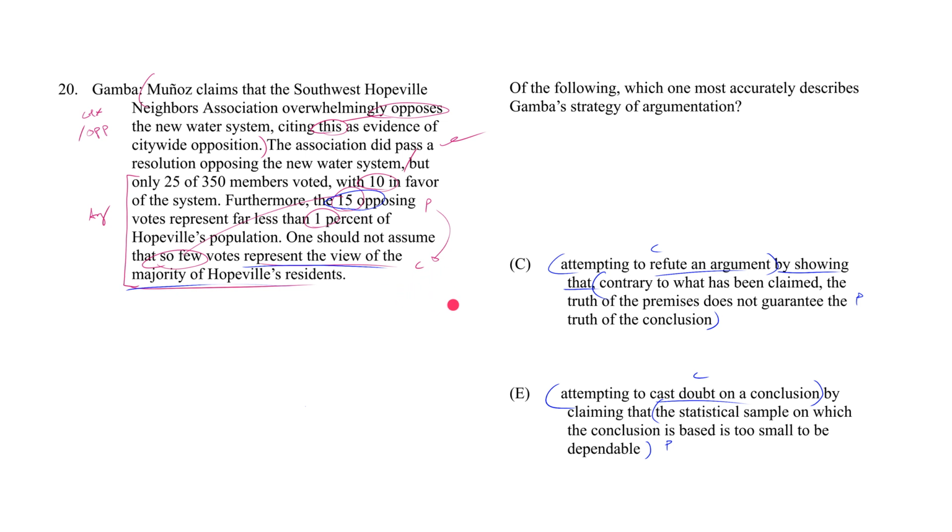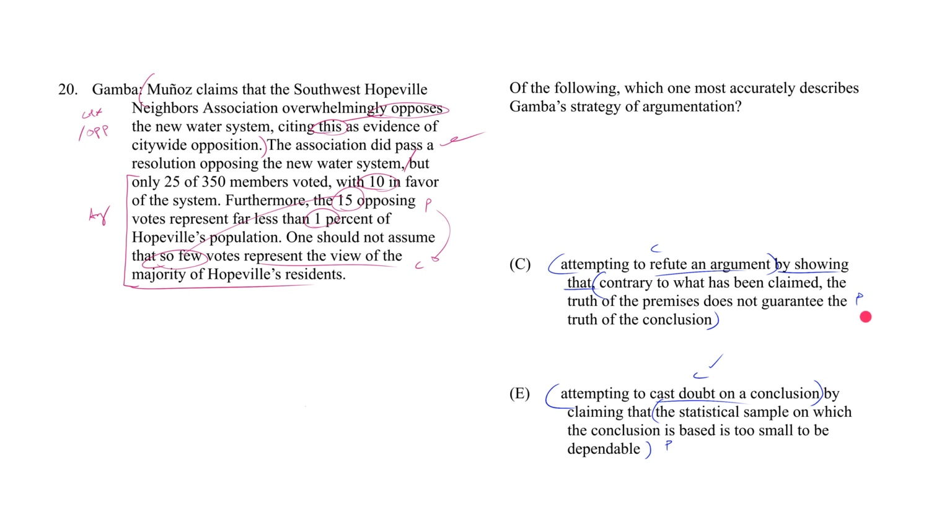But what I'm not going to let you do is take 15 no votes to say that, oh, the majority are voting no. Do you see the distinction there? It's a subtle distinction, but it is actually a big distinction. Okay, so between C and E on this, E is the one that's a better description.